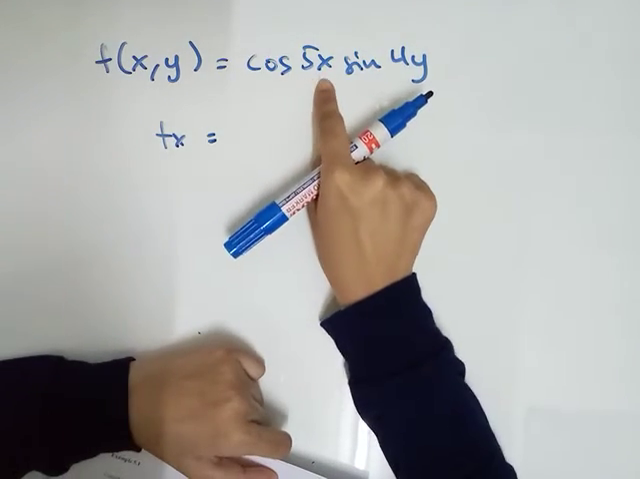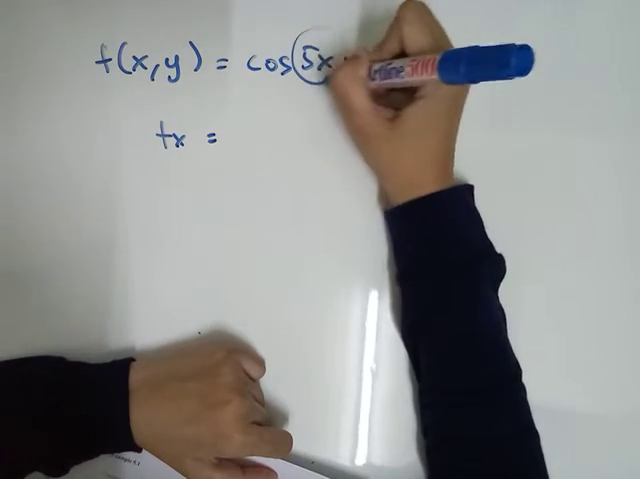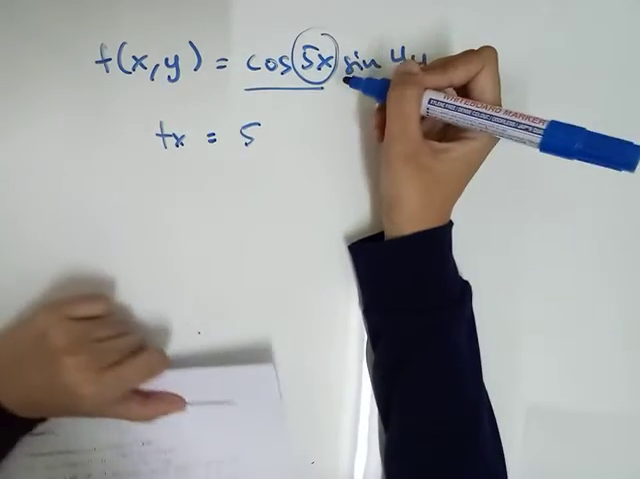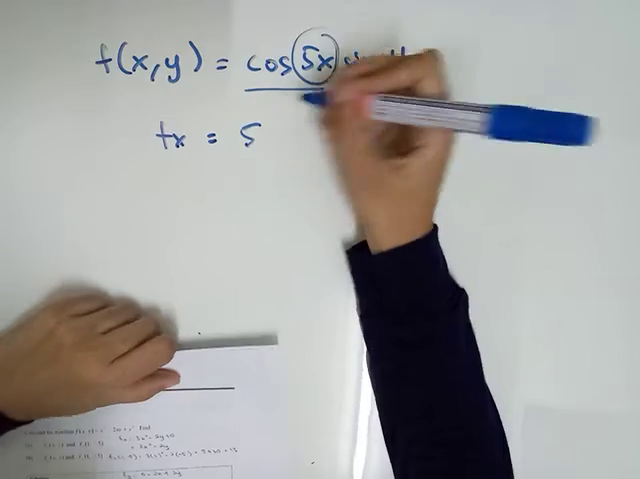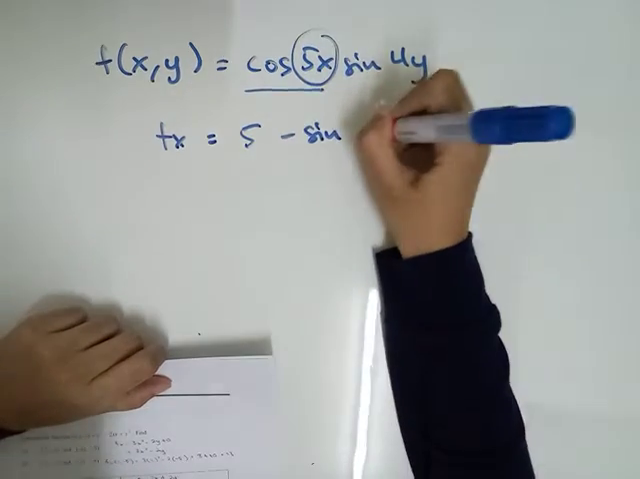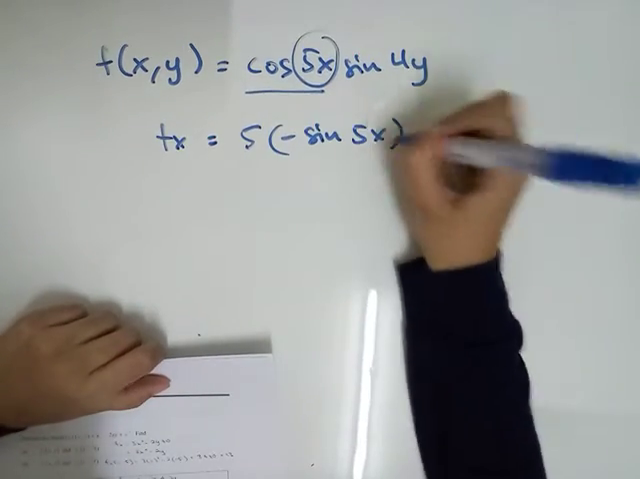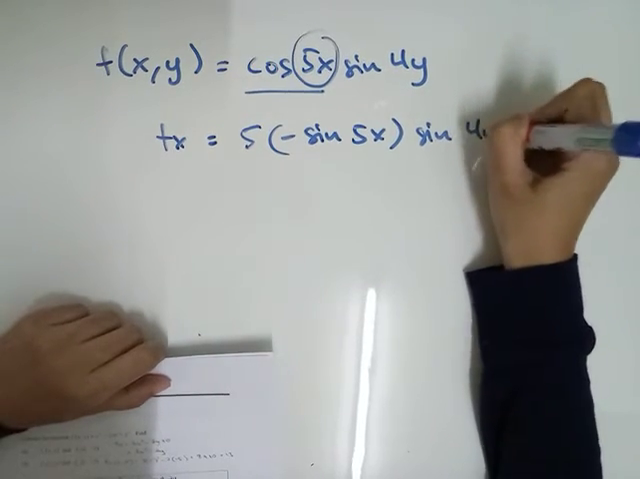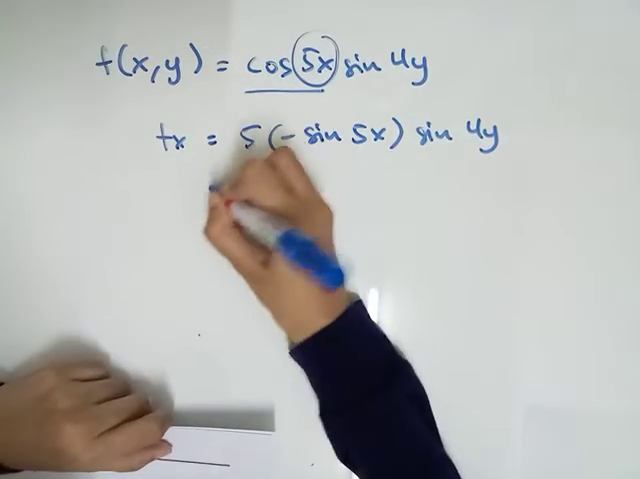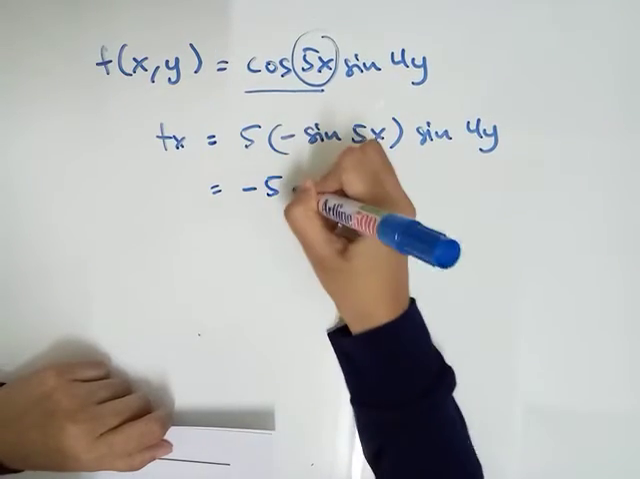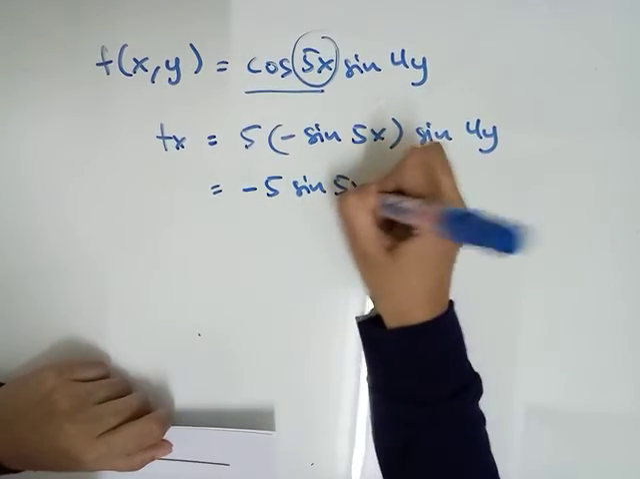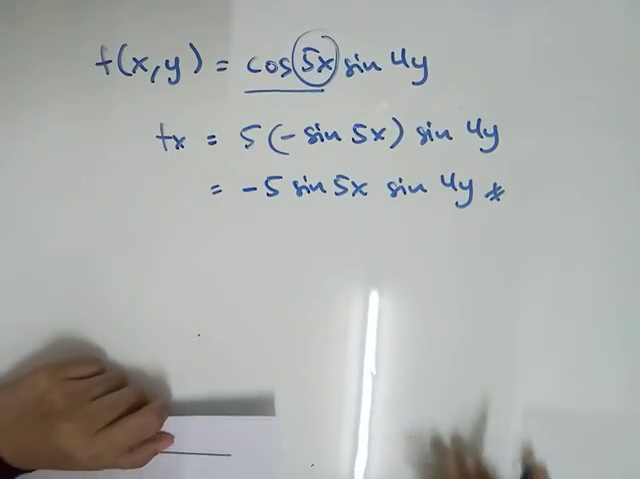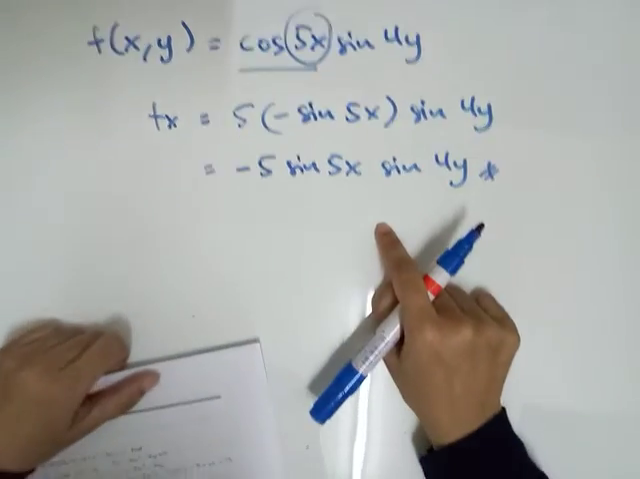Differentiate cos 5x. First, we need to differentiate 5x. We get 5. And then differentiate cos, how do you get it? It is negative sin 5x. And then this one, sin 4y, it is a constant. No need to differentiate. So the answer is negative 5 sin 5x sin 4y. This is the answer for the partial derivative with respect to x.